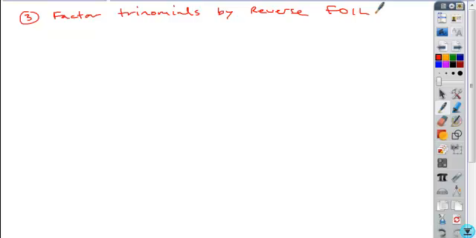Reverse FOIL just means you're going to look at the process of foiling in the opposite direction to figure out what factors would give you that expanded polynomial. There are two different types of questions that have different rules for factoring by reverse FOIL. The first is when the leading coefficient is 1.